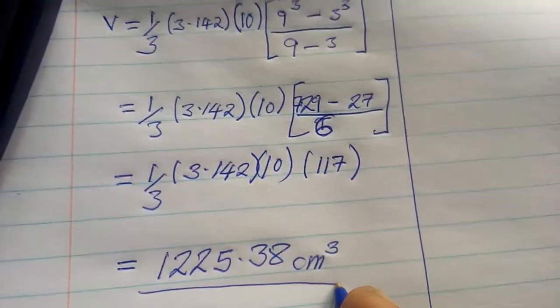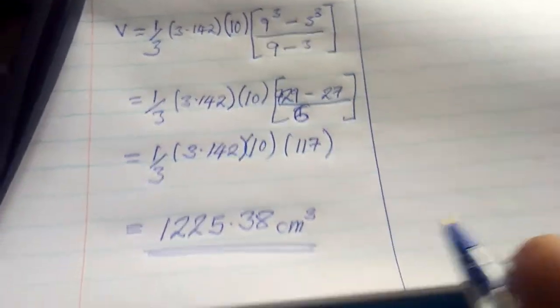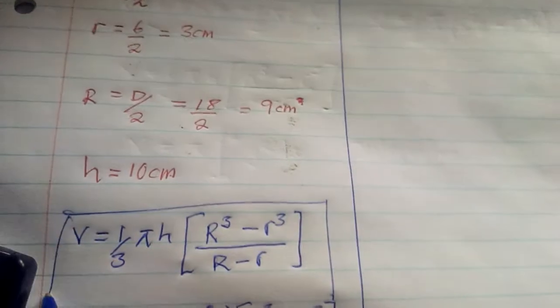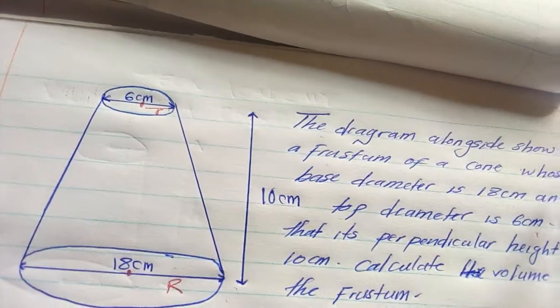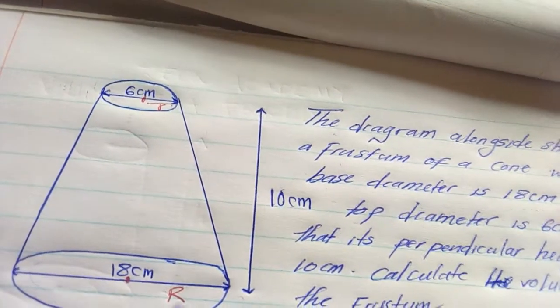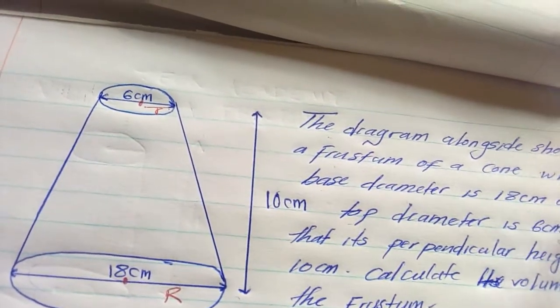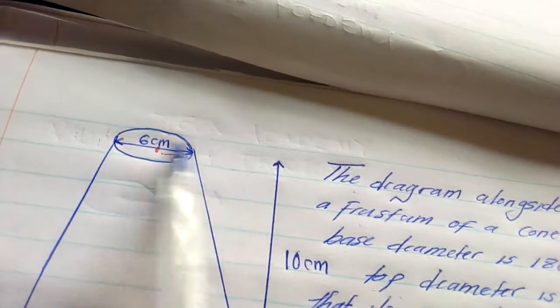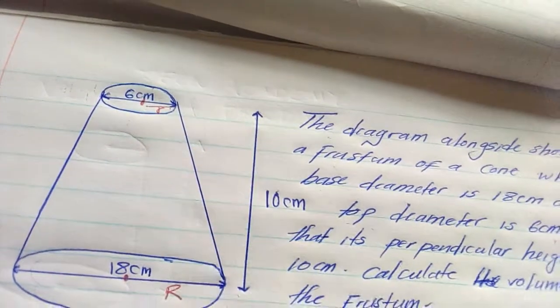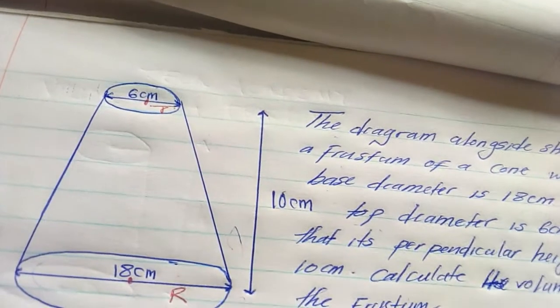This is the volume of a frustum using the formula. So this is how we calculate the volume. Remember the question was saying the diagram alongside shows a frustum of a cone whose base diameter, which is this base diameter, was 18 centimeters, and the top diameter, which is this part, was 6 centimeters. Given that its perpendicular height was 10 centimeters, calculate the volume of the frustum.